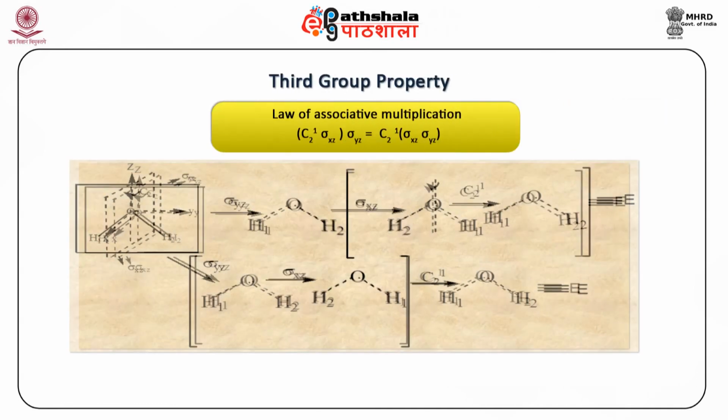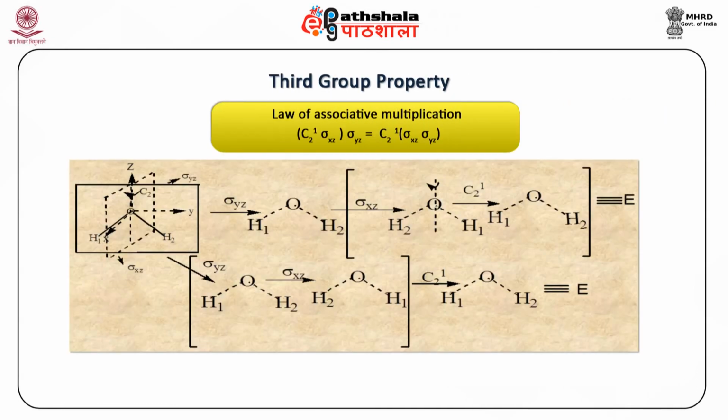The third property is the law of associative multiplication. In the figure shown, these are associative products for water molecule.